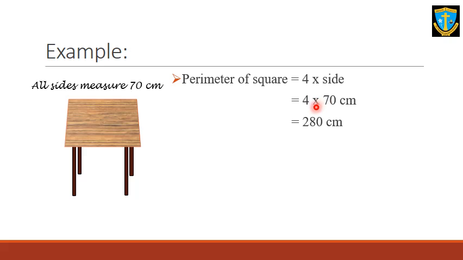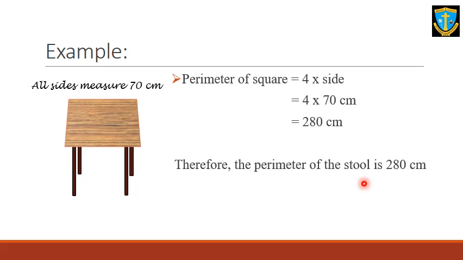So 4 multiplied by 70 centimeter. 4 sevens are 28. Take the 0 down. 280 centimeter. So therefore, now Meena knows the perimeter of the stool is 280 centimeter. So then she can use 280 centimeter tape to put around the stool. Very good. Let's go to another shape.